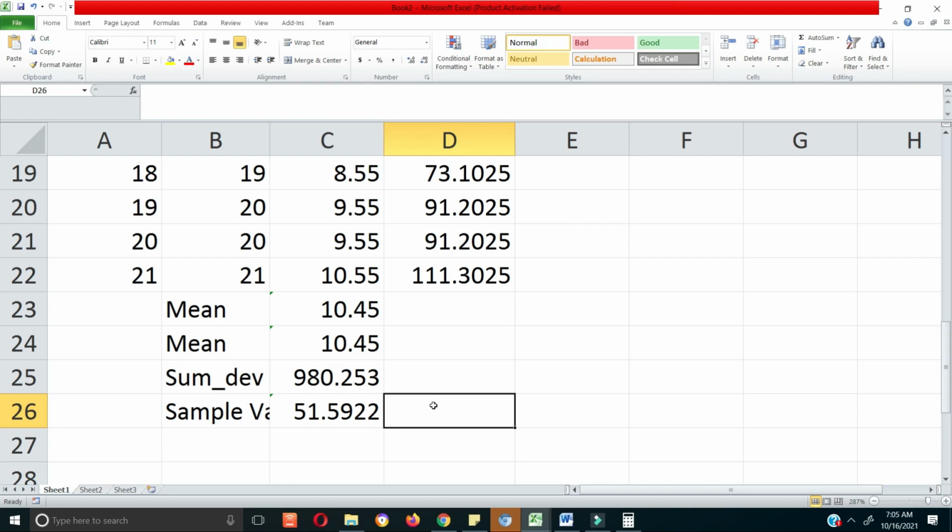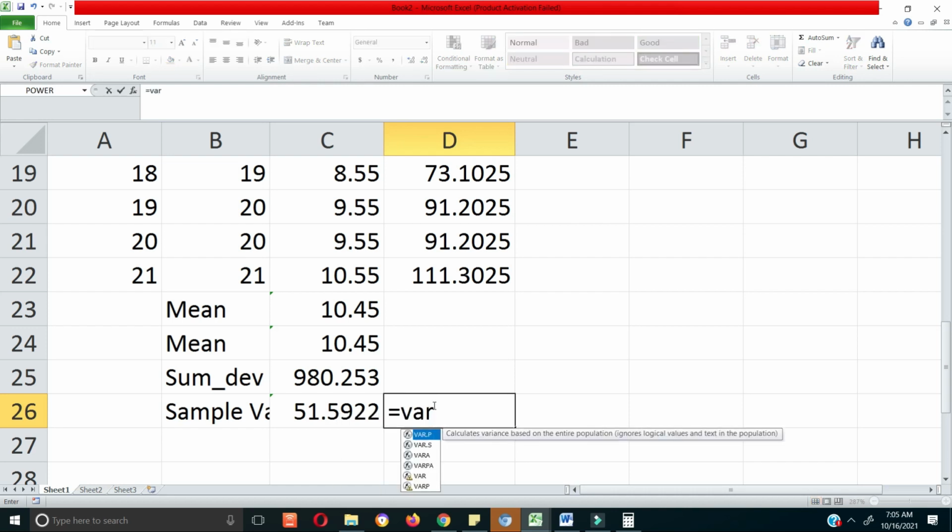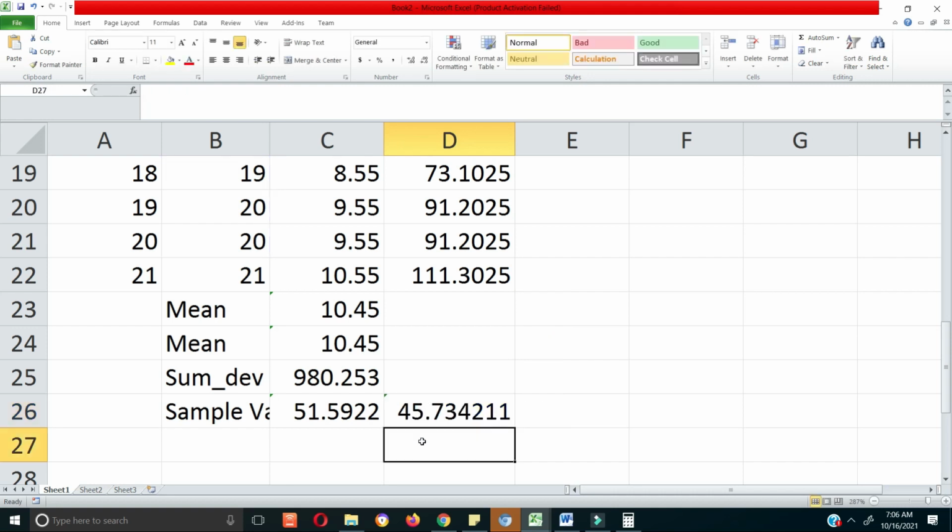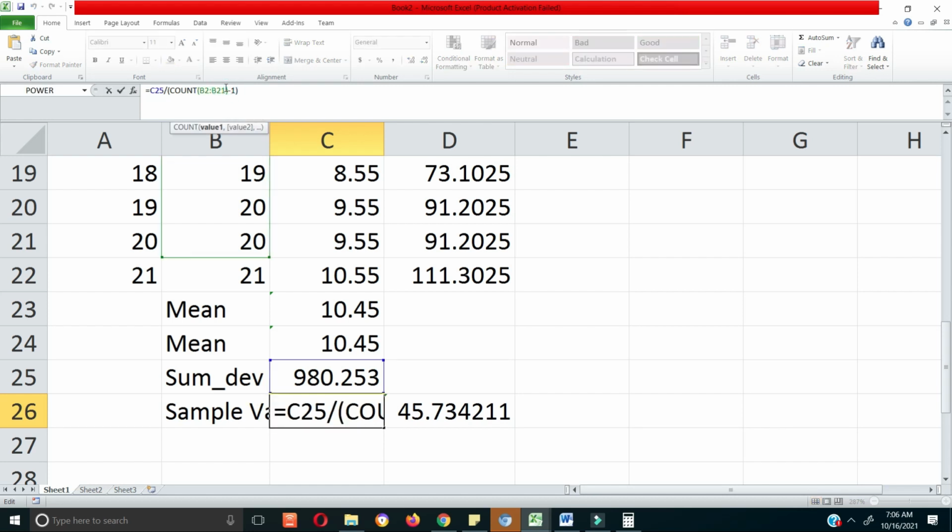We could use the function to just confirm. So this is VAR.S of B2 to B21. Do we get the same value? Sample variance, sum of the deviations. So the deviation should be, okay, it should go up to 22, C25. So this should go up to 22.